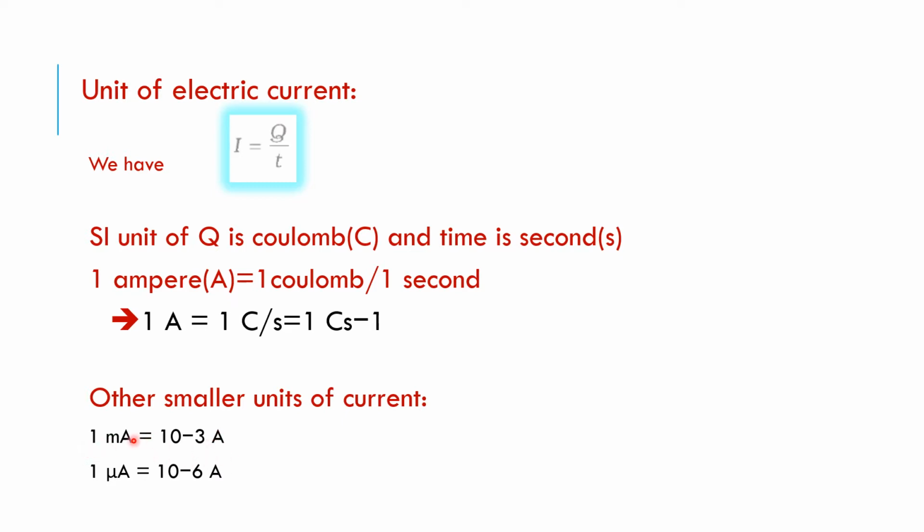Instead of ampere, we write milliampere. Similarly, 10 to the power minus 6 ampere is denoted by using microampere. 1 microampere is equal to 10 to the power minus 6 ampere. So remember these two also. Milliampere is 10 raised to minus 3 ampere and microampere is 10 raised to minus 6 ampere. So these are the units of electric current.